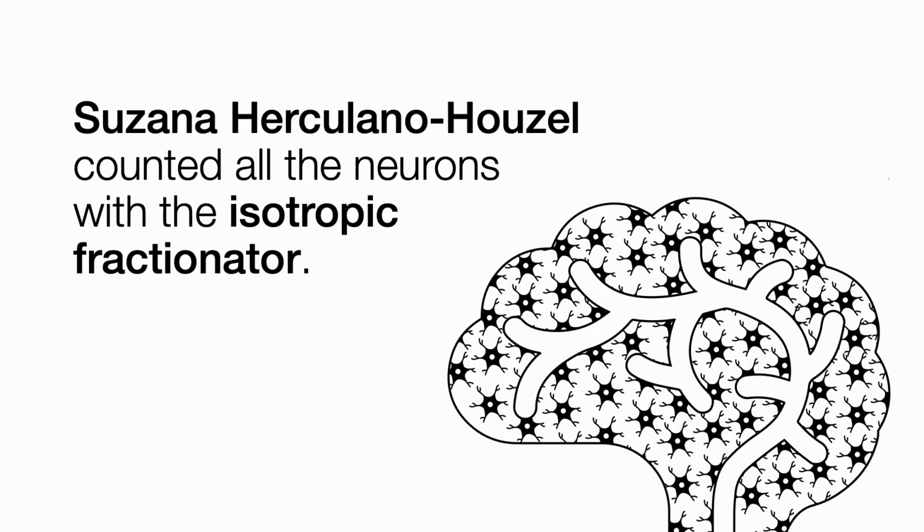So, let's recap. Many people tried to count all the neurons, yielding imprecise results due to faulty methods. Suzana Herculano-Houzel introduced the successful isotropic fractionator in 2005 and published a new neuron count in 2009, landing at 86 billion neurons in the brain.